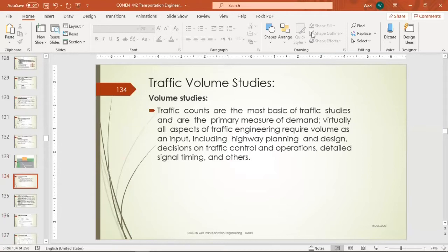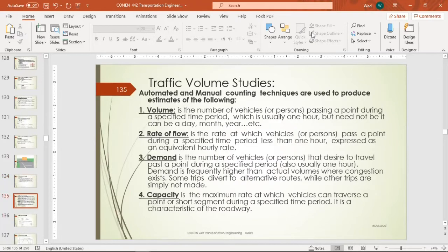So, what are the volume studies? Basically, traffic counts. We are counting traffic, and that's one of the most basic traffic studies, okay, that are the primary measure of demand. Virtually all aspects of traffic engineering, you will need a traffic volume study, okay? So, what volumes are we looking for?